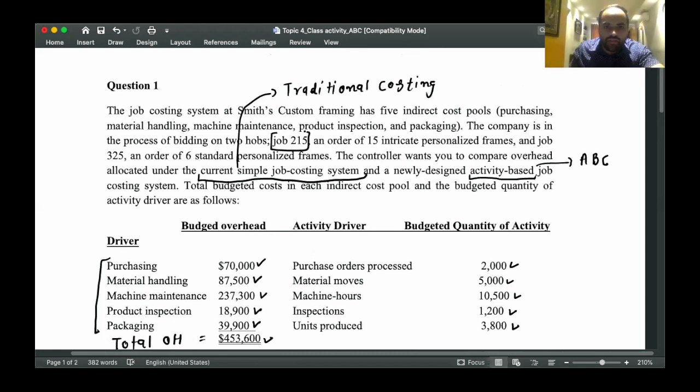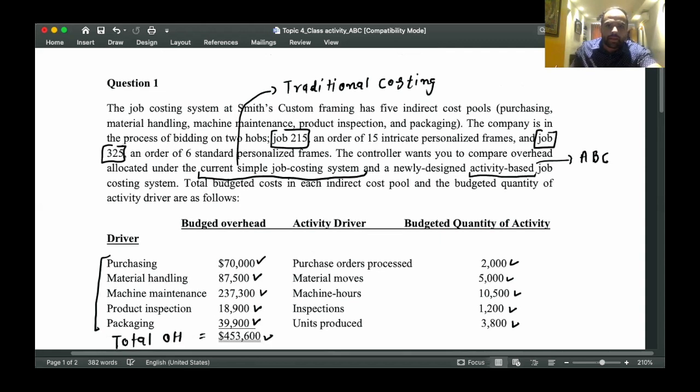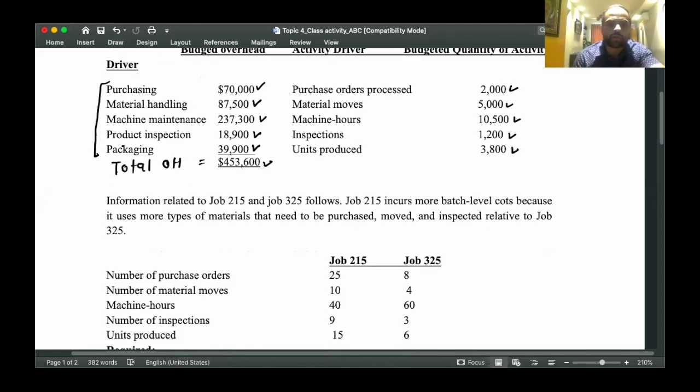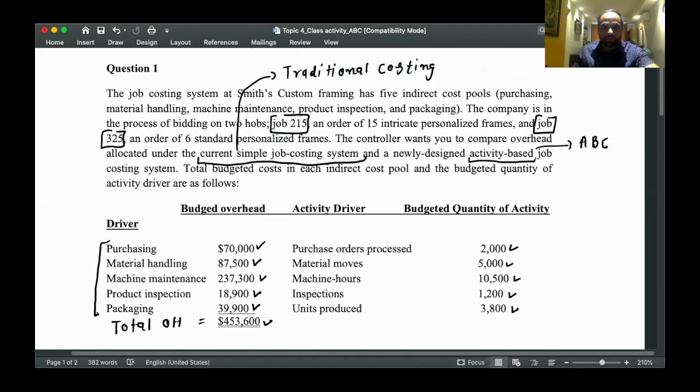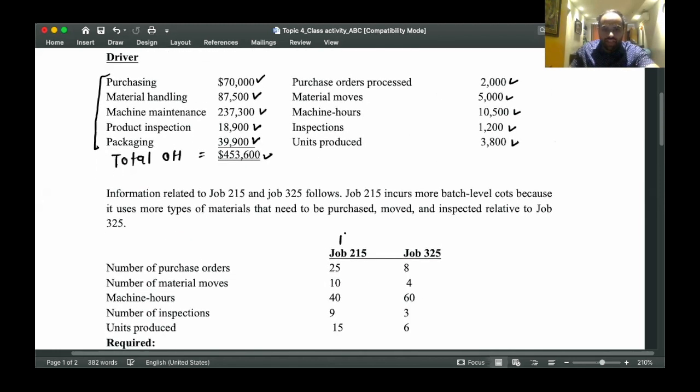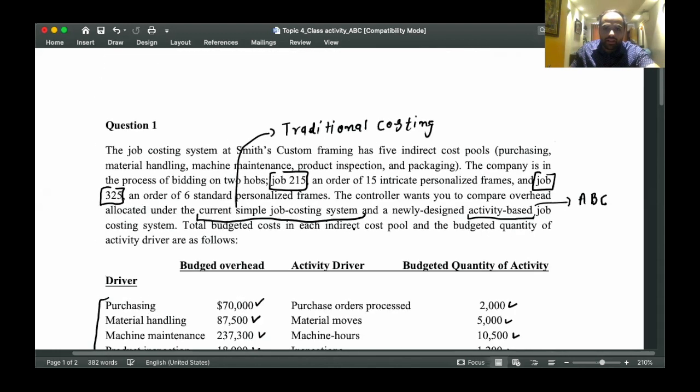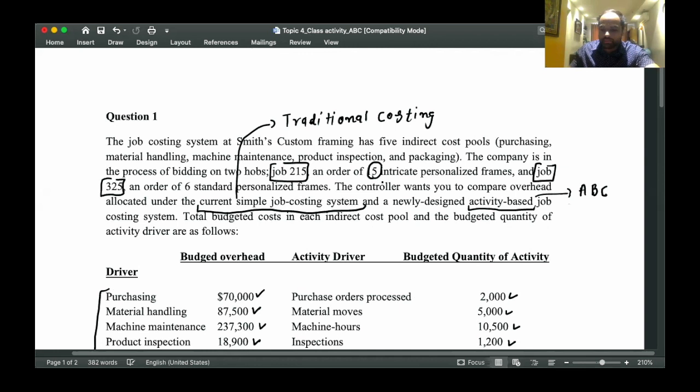Now, information related to the two jobs we discussed above, job 215 and job 325. Job 215 incurs more batch-level cost because it uses more types of material that need to be purchased, moved, and inspected, relative to job 325. So these are the details regarding job 215 and job 325. Which means for job 215, we have 15 products, right? Job 215, we have 15 products.